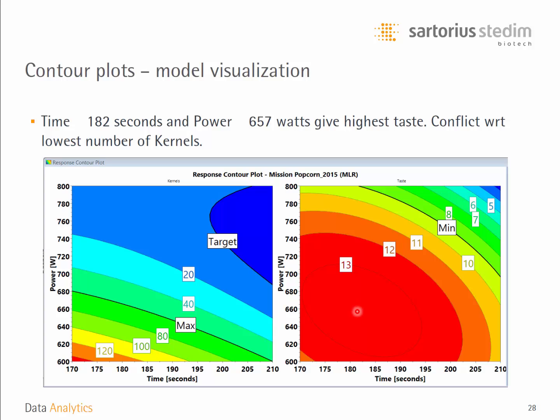And it doesn't take long for us to see that there seems to be an optimal point for the taste around 180 seconds, a little more than that, and 655, 660 watts. The optimal combination is 182 seconds and power of 657. That gives the highest taste. The problem is that that coordinate is in conflict with regards to the lowest possible number of kernels. We would like to be up in this region to find a lower value for kernels. So these responses are in conflict.